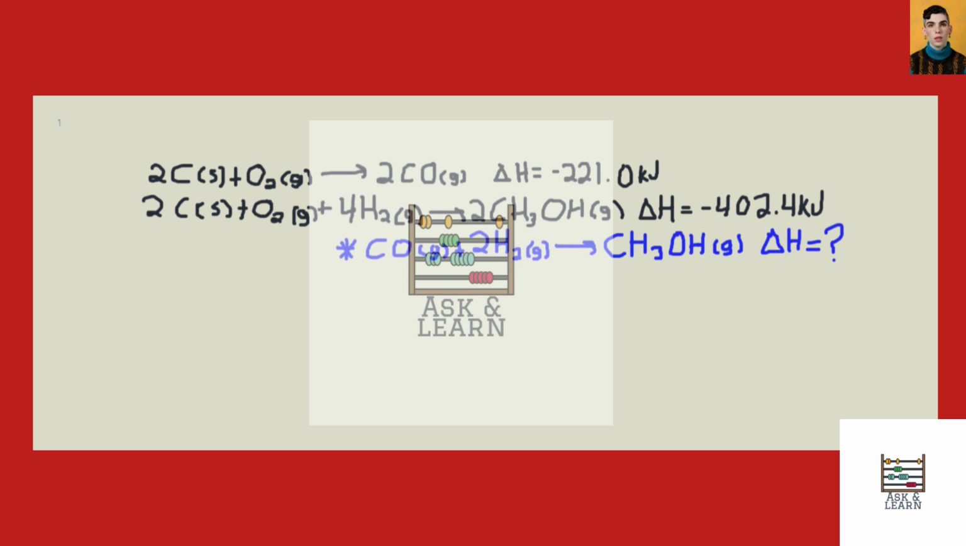Okay, guys, so we're going to be doing question 64 in chapter 5 from Chemistry, the Central Science. We're going to be using these reactions in black to find out what the delta H for the reaction in blue is.